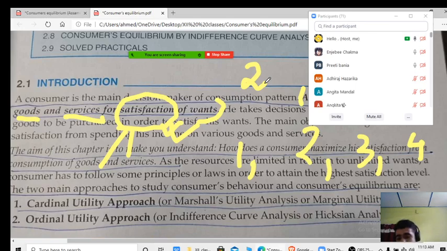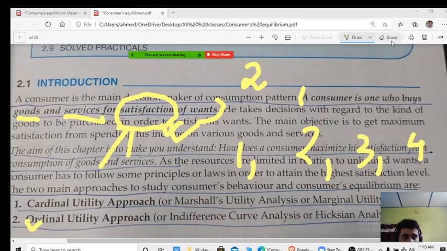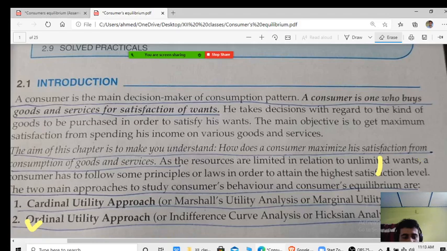Clear? Now the next one is the ordinal utility approach. In the ordinal utility approach, we have numbers like first, second, third, fourth, fifth. If you see these numbers, first, second, third, fourth, these are just for comparison, right?